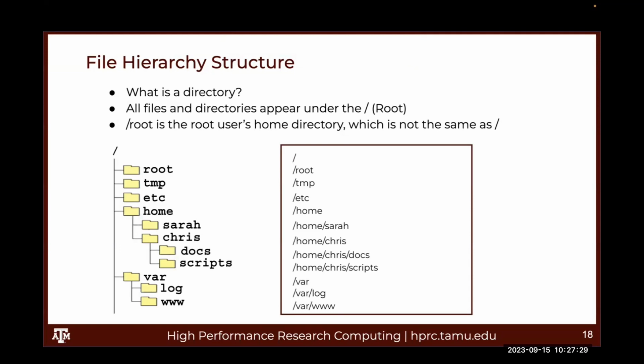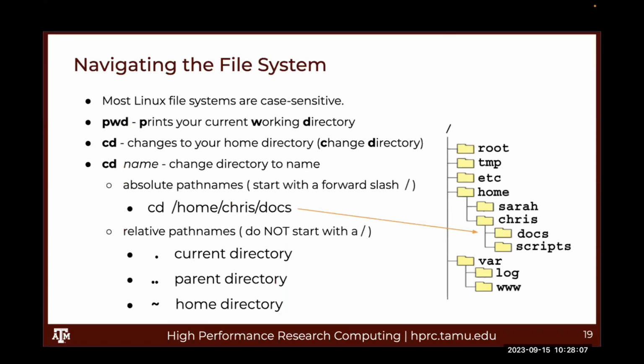So all the files and directories appear under the /root. The actual /root is the root user's home directory, which is not the same as just plain /. And so this is kind of the hierarchy of how we're looking at this. We have root, temp, etc, and then home. And then in home, we have Sarah and Chris. So you can see Sarah and Chris, so home/Sarah/Chris. And then within Chris, we have docs and scripts. And so that's how it's organized into directories and subdirectories on the Linux system. It's very typical and straightforward.